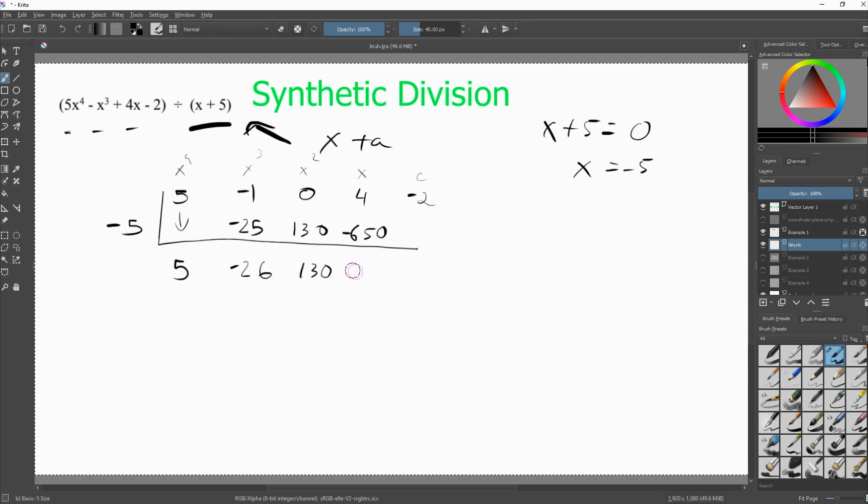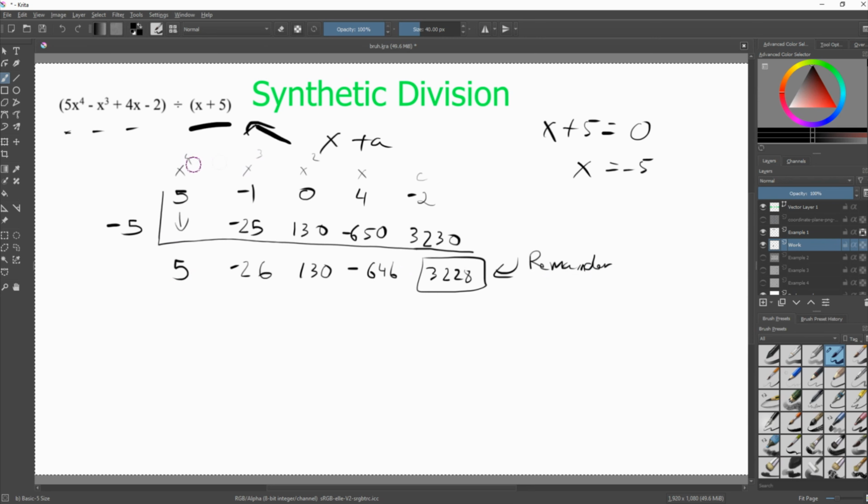And you add these, you have -646. And you multiply again, I have positive 3,230. And you add these, you get 3,228. The last number is always your remainder.